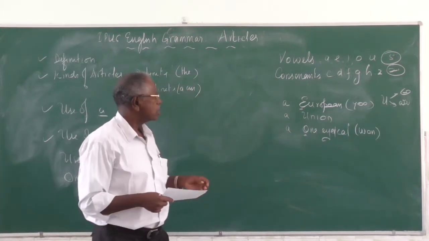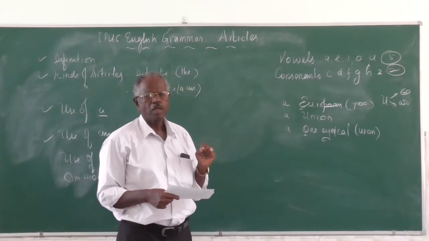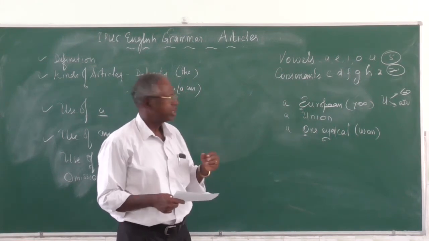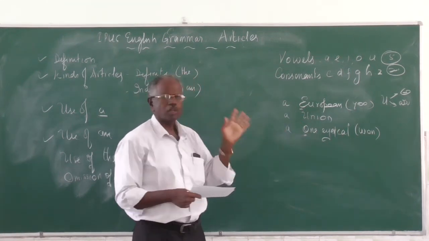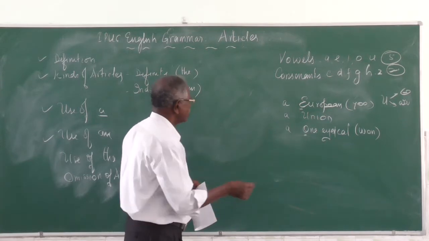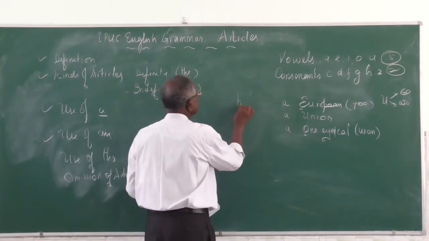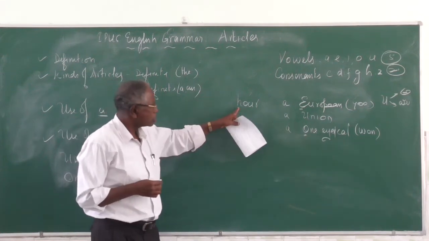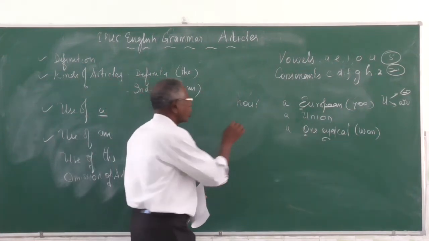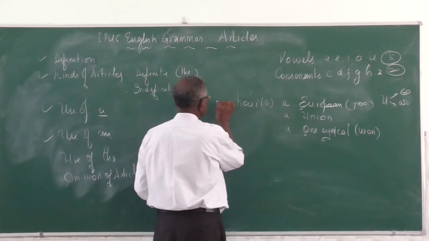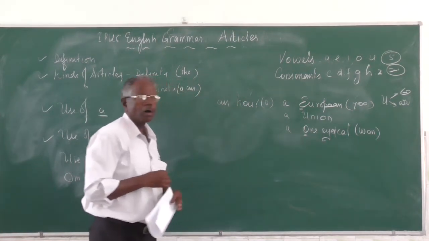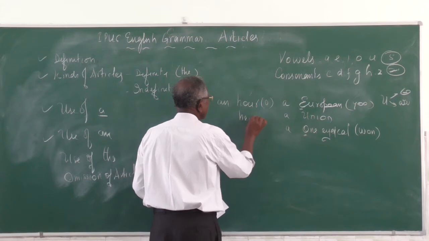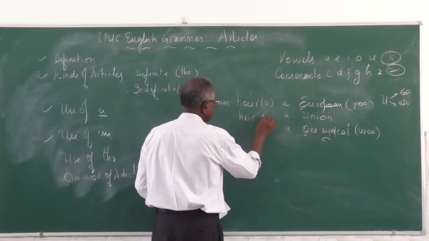Number 2, before a word beginning with a consonant having vowel sound. Here is a vowel having consonant sound. There is a consonant having vowel sound. See, for example, an hour. H is a consonant but silent here. It has got an O sound. That is why we say an hour. Second is heir. It is not H-A-R, H-E-I-R.